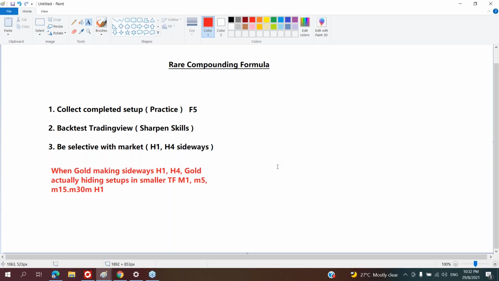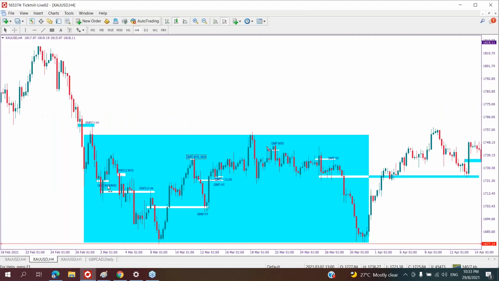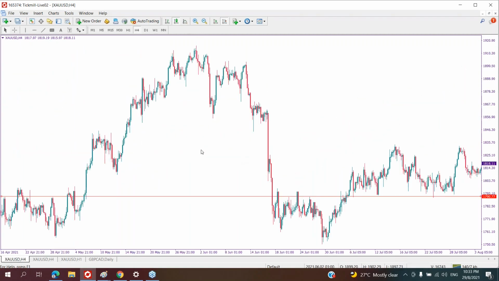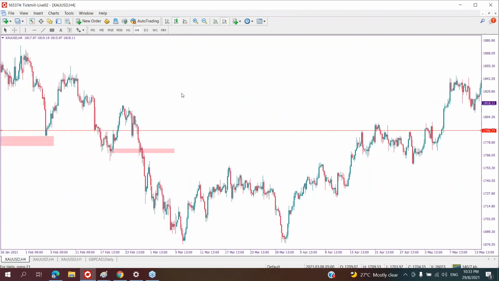Okay, so the question is, you have said that in recompounding we do not use SL but cut loss. In what situation should we cut loss? Okay, I think it's better I show it in here.